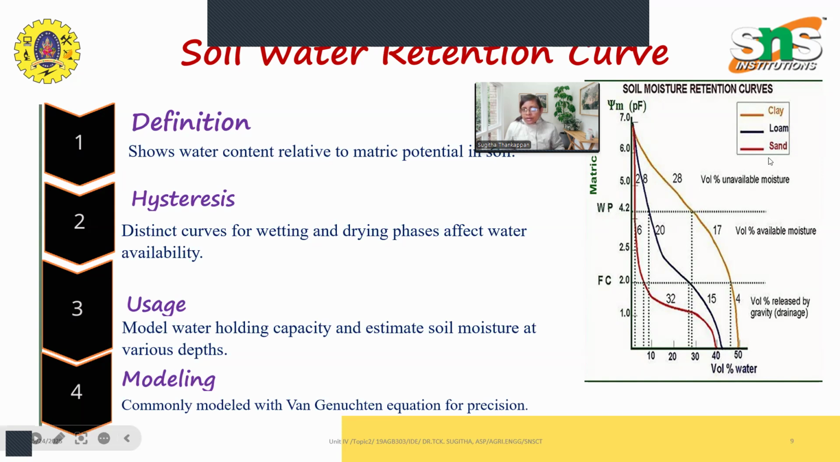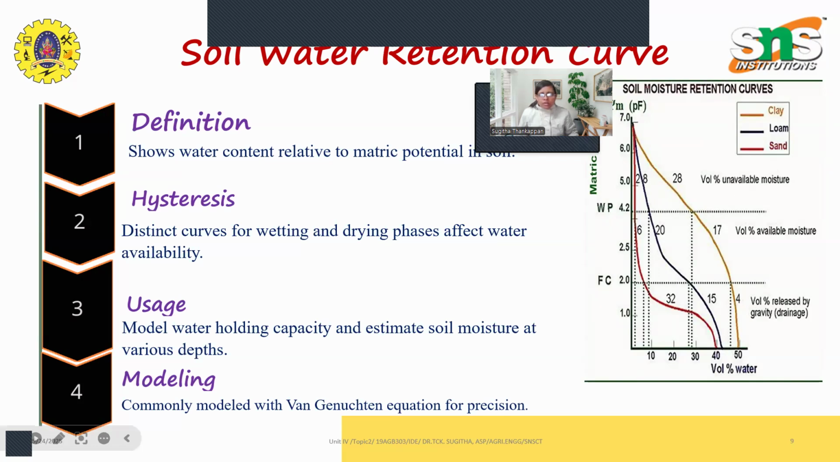If we compare it with the sandy soil, that is the red, you see the infiltration is more. The water drained is 32%, and the water available at the wilting point, that is the volume of available moisture, is just 6%. And your loamy soil lies intermediate between these two. So this curve is very, very important.